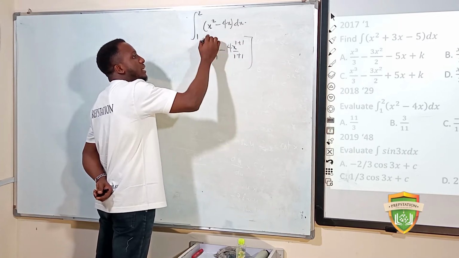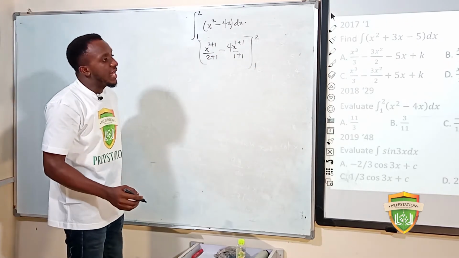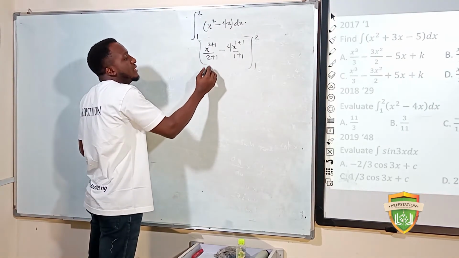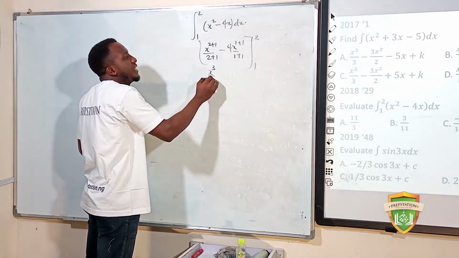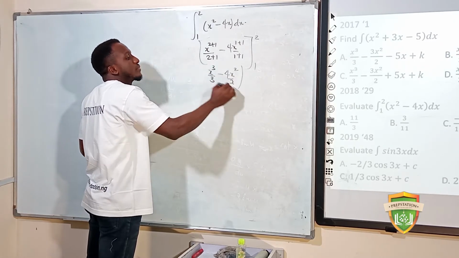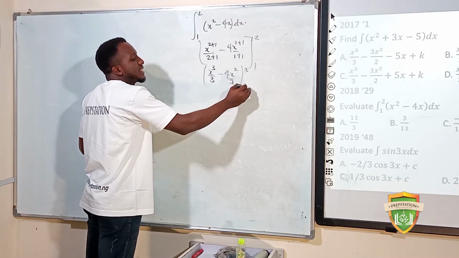Now take note. Can you see what I have? I have written this. Now these are the limits. So let's finish with what we have inside here. What do we have now? This is x cubed over 3 minus 4x squared over 2, from 2 to 1. Now what do we mean by this?